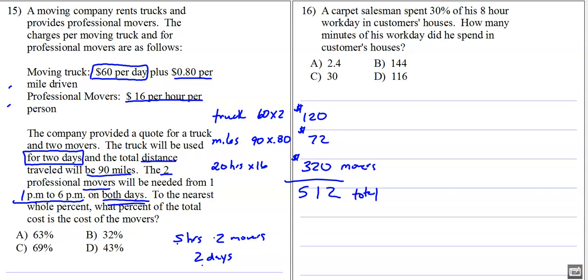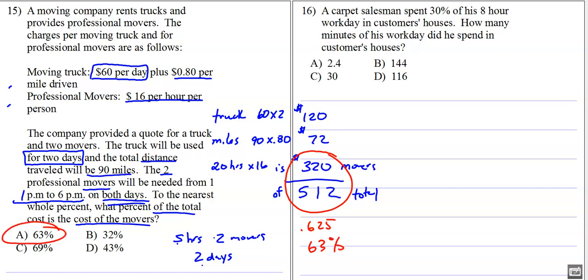So to the nearest whole percent, what percent of the total, so I got 'of' on the bottom, is the cost of the movers, which is on the top, is 'over of,' and we need to crank that out. So this is what I need to punch in my calculator. 320 divided by 512, 0.625, which rounds to about 63%. Correct answer is A. All right, number 16.